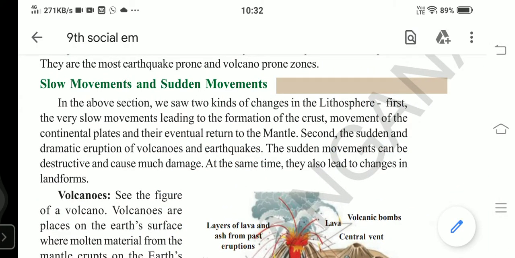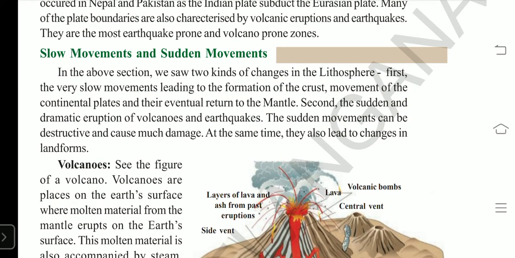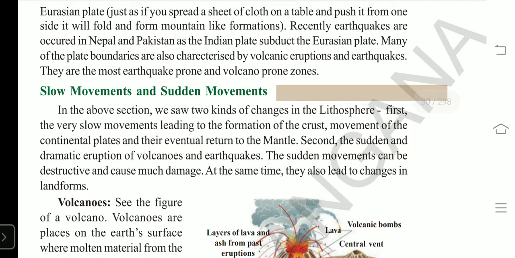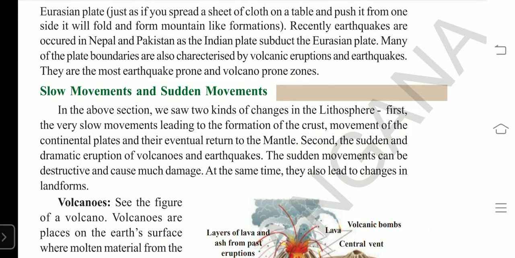So here, what I want to show is that the Himalayan mountains have formed in the process of the plates meeting one another, right? The two plate boundaries collide with one another, and that leads to the highest geologic activity. Now we'll see two types of movements: slow movements and sudden movements of the plate.